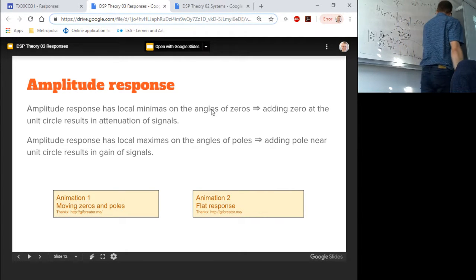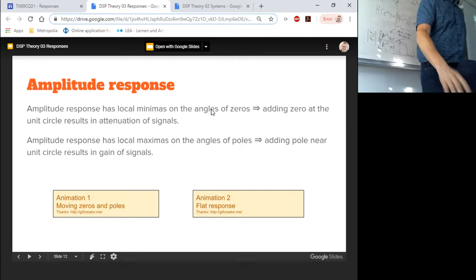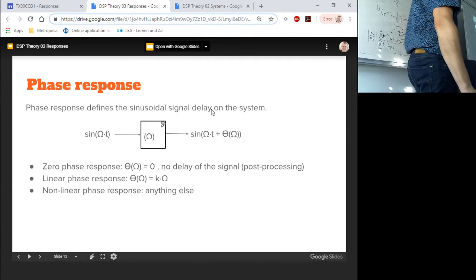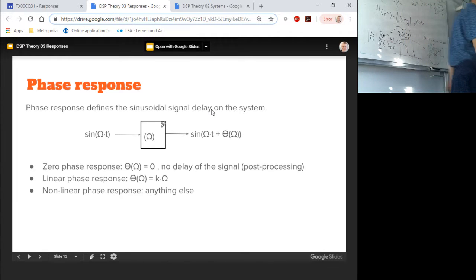So now we have this powerful zero pole plot, which actually gives you 3 things: FIR or IIR, stable or not, and also the frequency, or actually the amplitude response. A couple of words about the phase response.